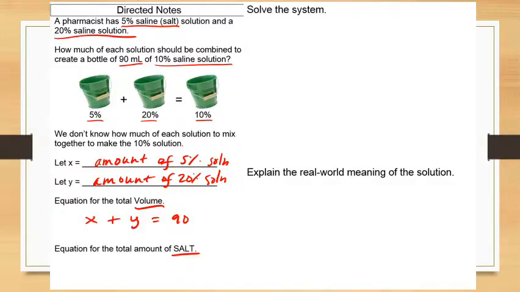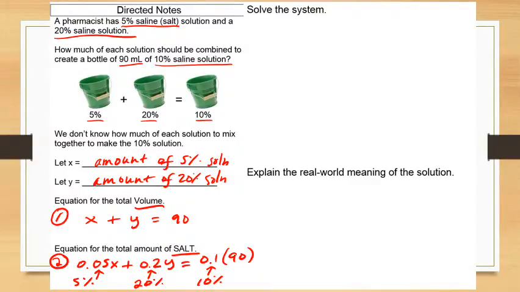And then our equation for salt, because we also have to make a specific concentration, we're going to set up 5/100 X, again that represents 5%, plus 2/10 Y, that represents 20%, equals 1/10 times 90. And that's our 10% solution, and we want 90 milliliters of it. So now that we have our two equations, 1 and 2, we're going to go ahead and solve this whole system. And I should also say we can simplify just a little bit more here. So we can say 5/100 X plus 2/10 Y equals, and a tenth of 90 would be 9. So we can actually use this equation here.